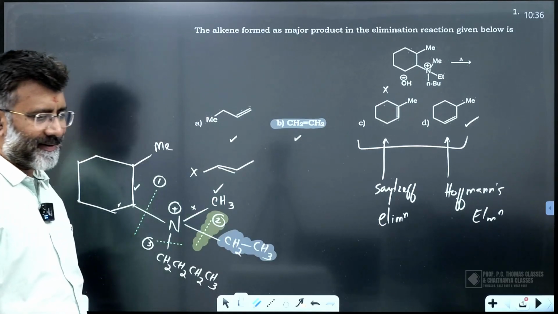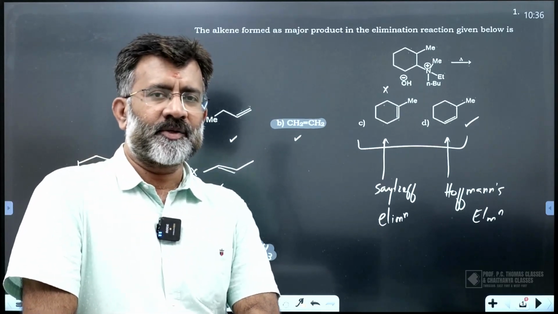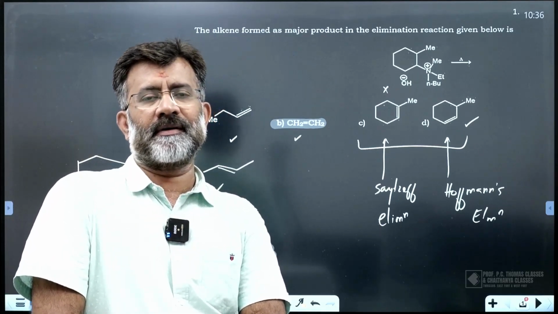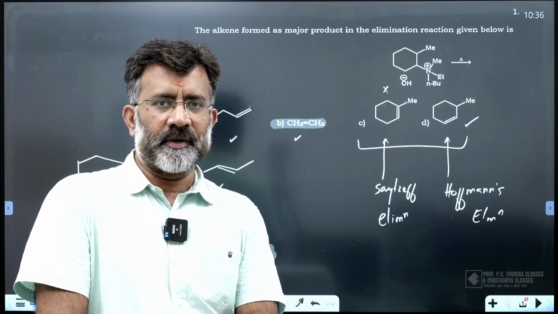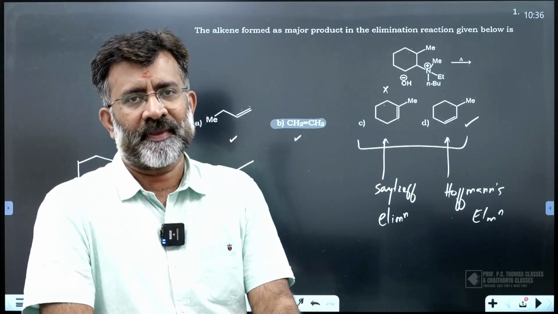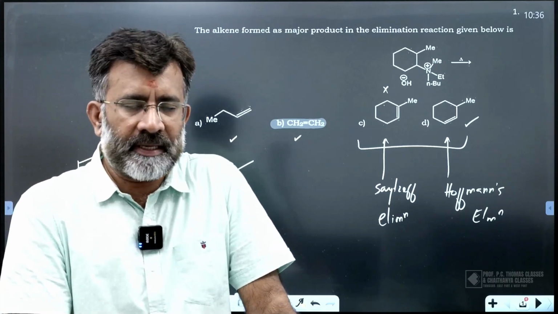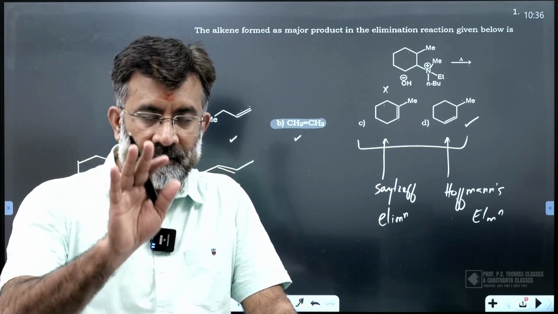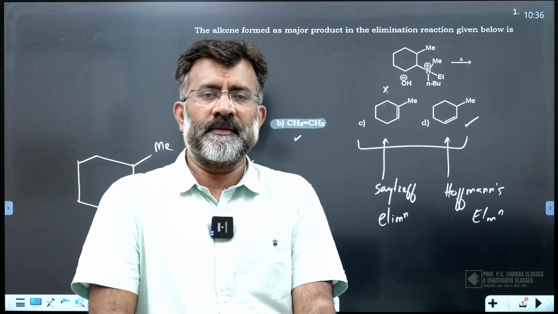Option B is the correct answer. If you deal with any quaternary amine that is heated and undergoes Hofmann's elimination, the product obtained will be the least substituted alkene, number one, according to Hofmann's elimination.